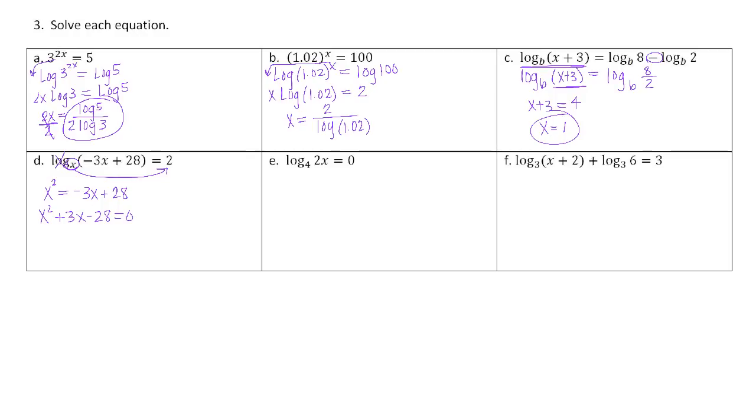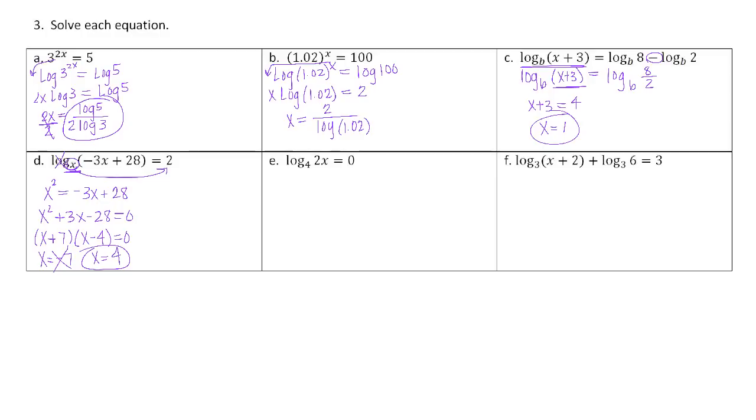And so here we have x plus 7 times x minus 4. Setting each part equal to 0, we get x equals negative 7, x equals positive 4. But if we plug negative 7 back in up here, we would get a negative base, so that gets thrown out. So my final answer is x equals 4.